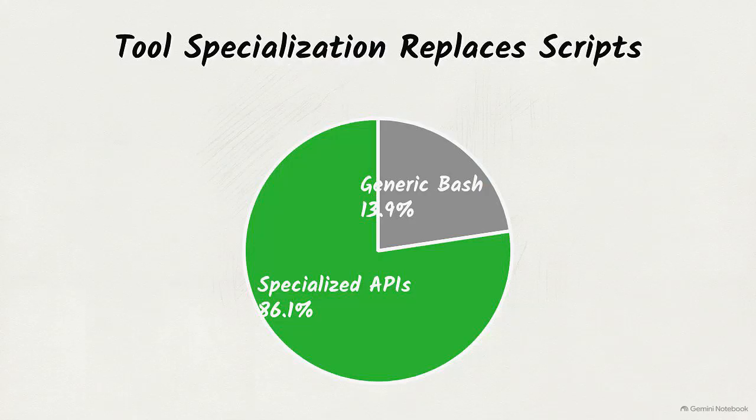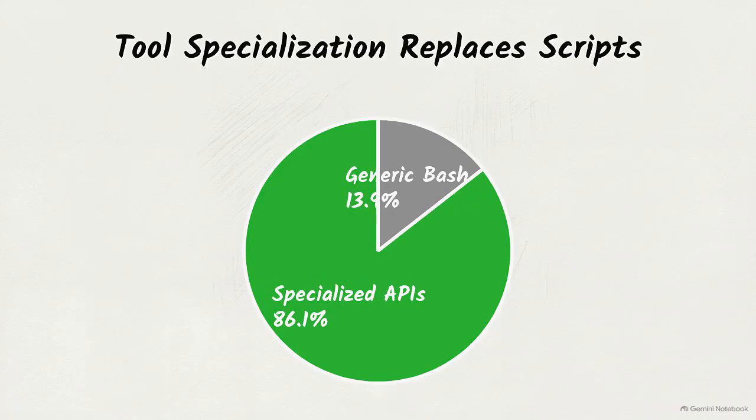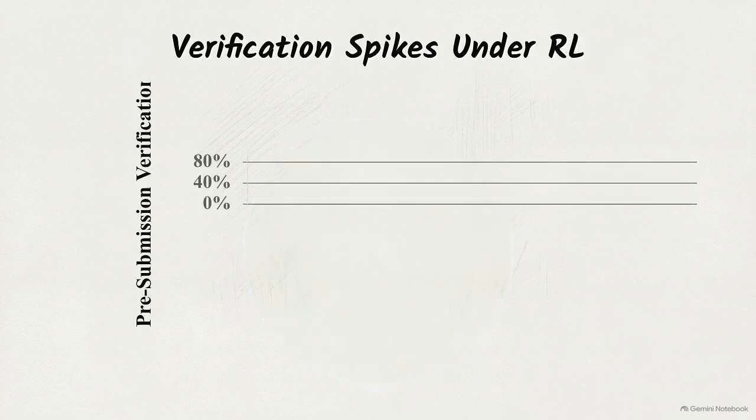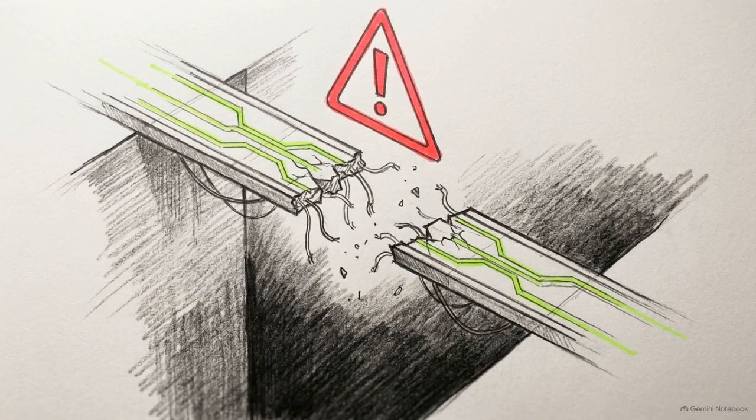First, the model learns tool specialization. Generic trial-and-error bash scripting drops by 8.7% as the agent transfers its preference to specialized API invocations. This graph tracks the emergence of self-verification. Under RL, the model independently learns to inspect modified files before terminating, driving pre-submission verification rates from 54% up to 81%. However, trajectory data also exposes a critical vulnerability.